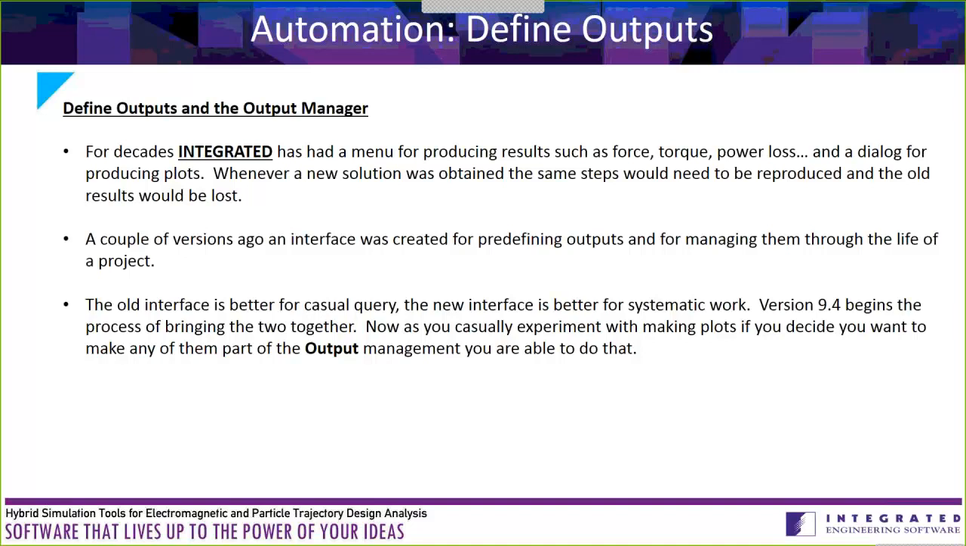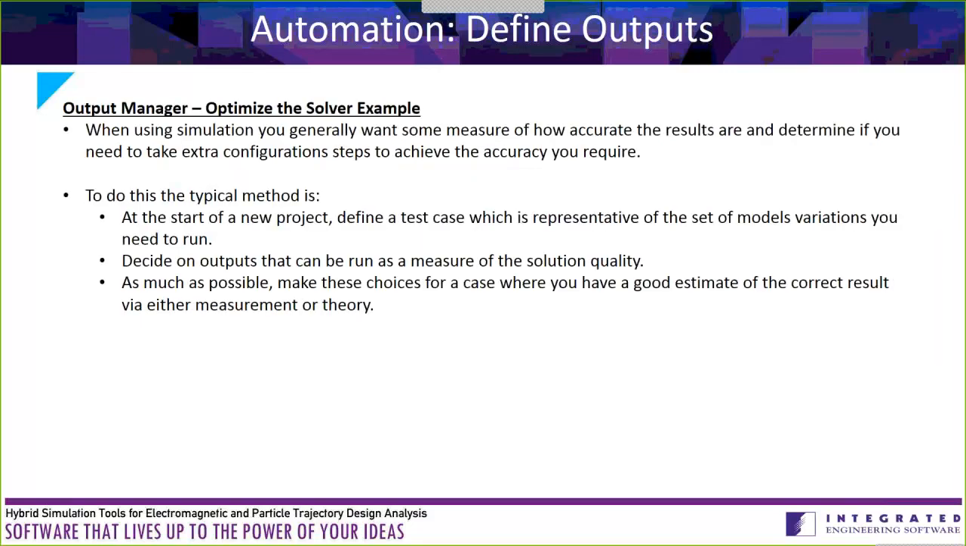So one of the features of version 9.4 is that we're bringing these two together and ultimately working towards a unified interface. But for now, we've introduced the ability to do the casual plotting, and whenever you like a plot and decide you want to make it permanent, you can add it into the output system. So this is a transitional step in where we're eventually going. To provide an example of using this, I decided to make up a simple benchmark test case.